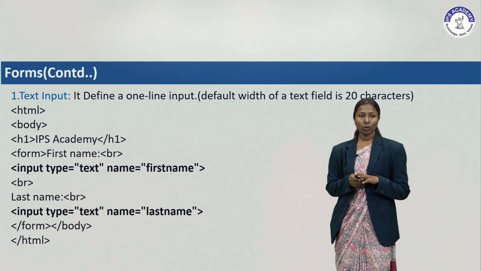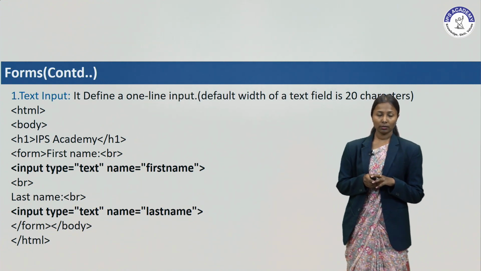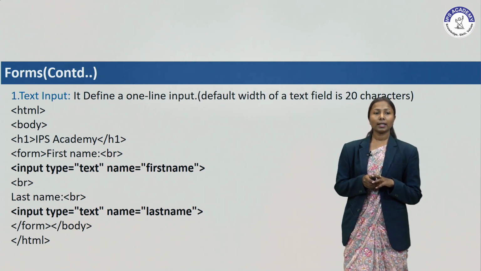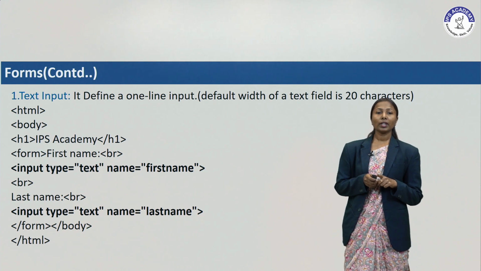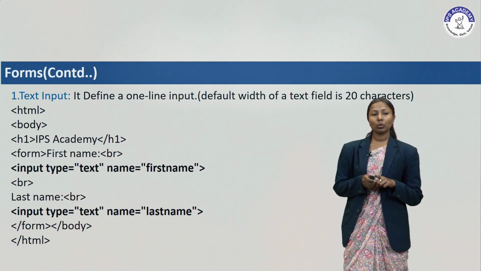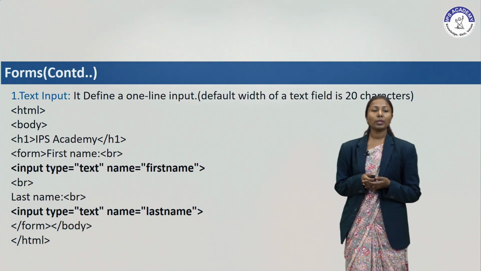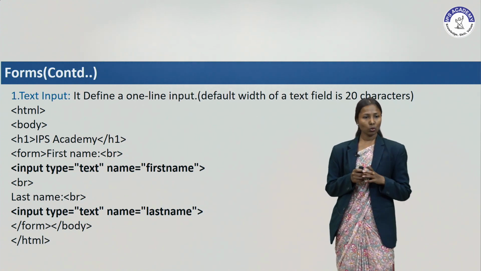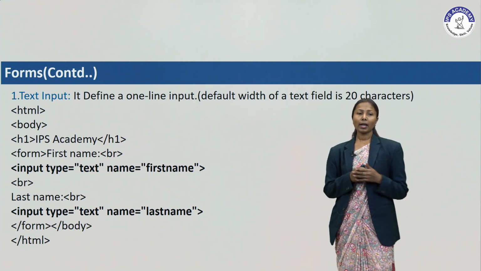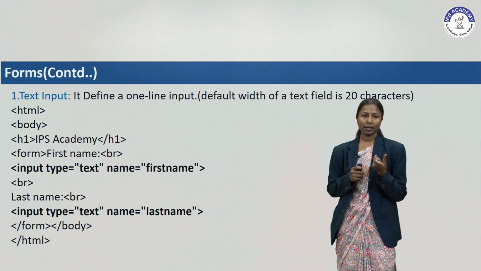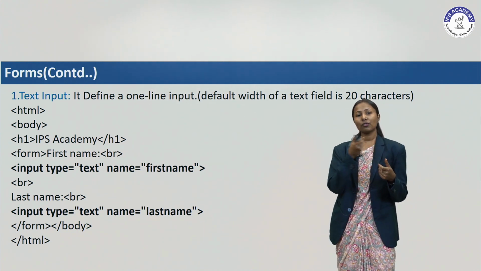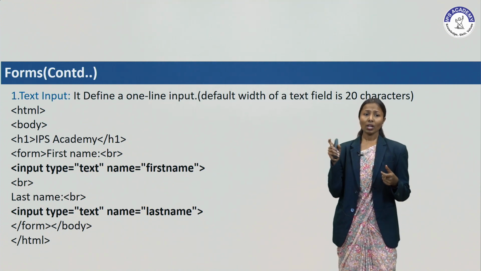For creating an input box, you have to write the HTML tag, the body tag, and inside the body tag I am using H1, the heading tag, and inside this I am writing IPS Academy. After that we are creating the form. I already told you that if you want to create a form, you have to use the form element. The form tag is a type of container tag, so you have to open the form tag as well as close the form tag. Inside that form tag I am creating one input field for the first name. Suppose I want to show first name, and for the corresponding first name I am showing you the input field.